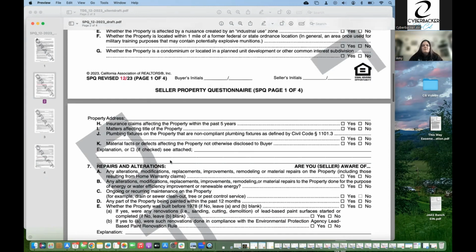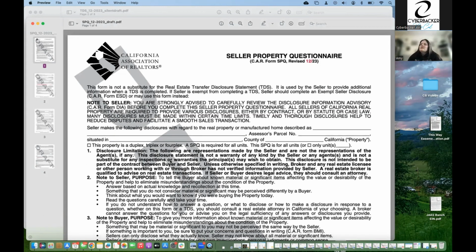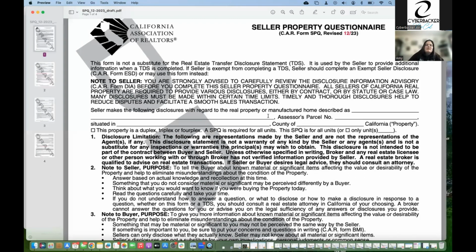So the first form that we're going to cover is the seller property questionnaire. Keep in mind, just as a reminder, that we should not be doing the disclosures for our sellers, right? So we should provide them with the disclosure information advisory and then ask them to fill out these disclosures by themselves. That disclosure information advisory does a really good job explaining their obligation as far as disclosures go. So keep that in mind.